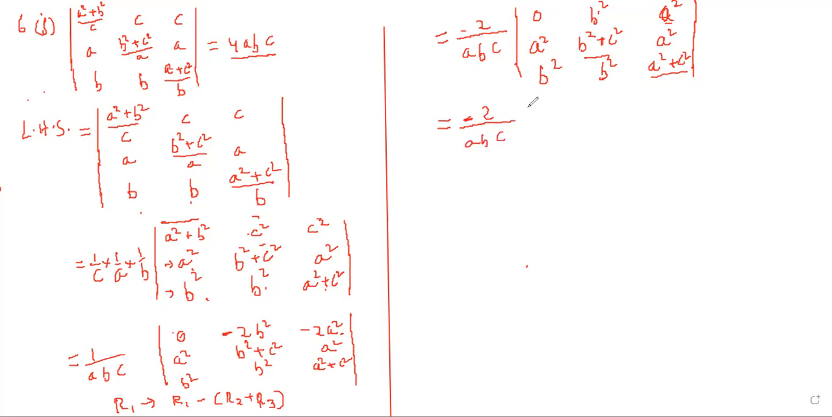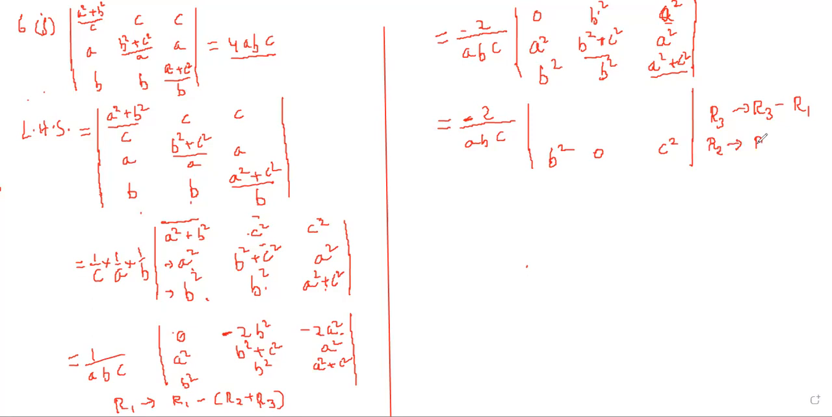Minus 2 upon ABC. So what should we do in this step? After correcting it, now it is very easy. R3 can be operated as R3 minus R1. So it will give b square, 0, a square plus c square minus a square, c square.